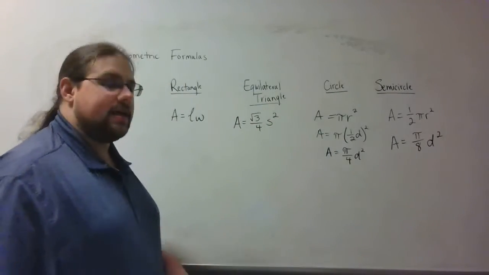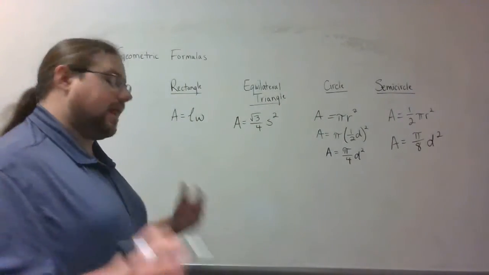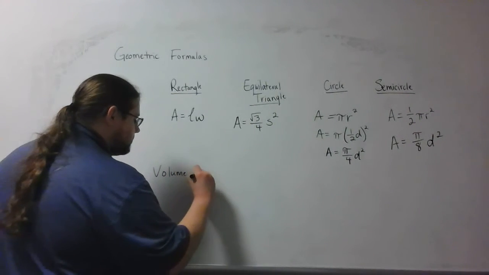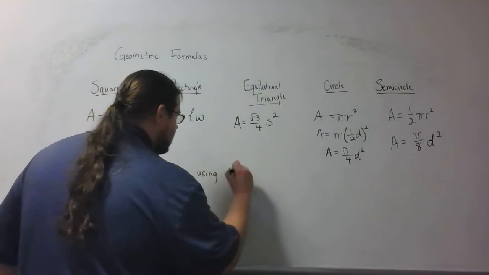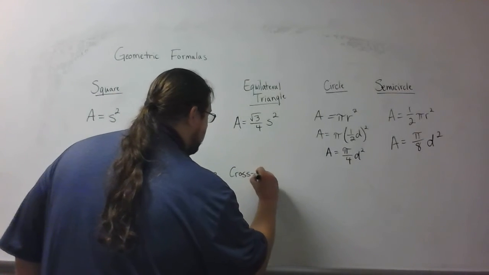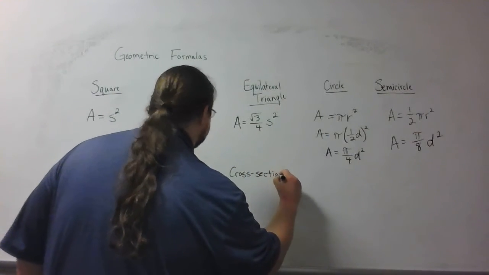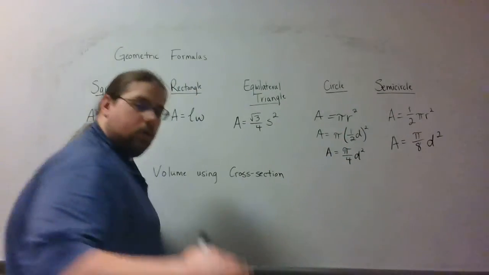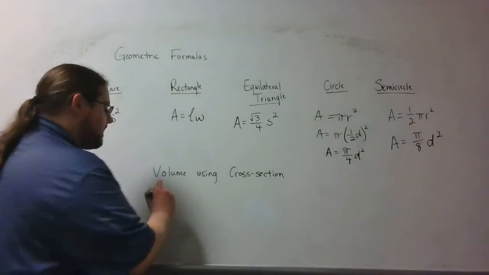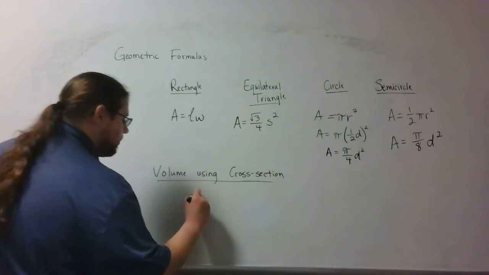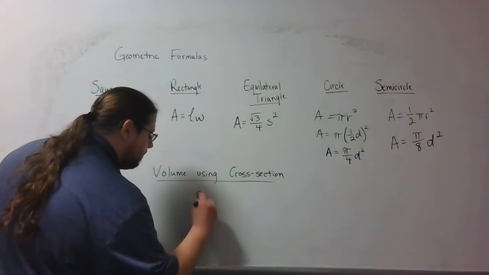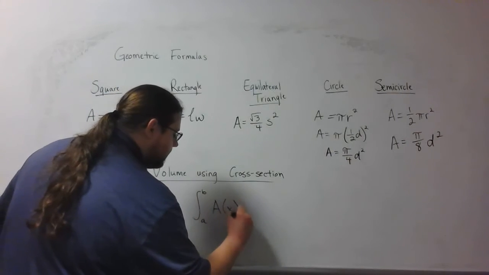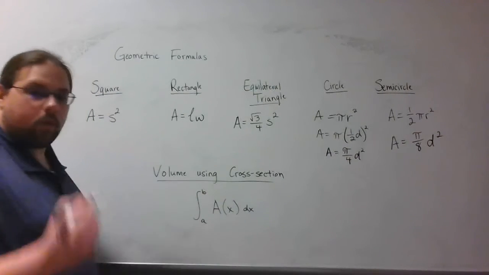Hopefully that helps you understand where this formula came from a little bit better, so that it's easier for you to memorize. Now, the other thing I want to do while I'm at it is tell you how to calculate the volume using cross sections. Here's the thing: if I know what the cross section's shape is, whether it's a square, a rectangle, an equilateral triangle, a circle, a semicircle, whatever, doesn't matter, then whatever shape it is, we're going to integrate along the bounds using the area formula in terms of either x or y.